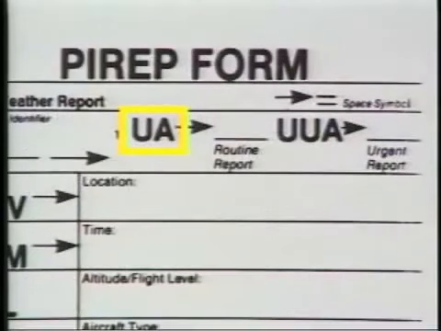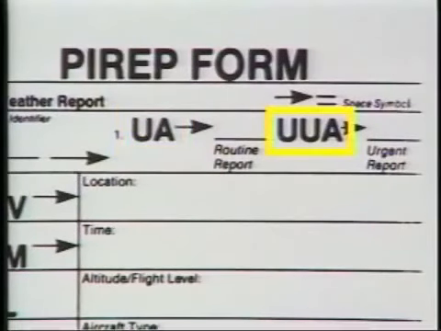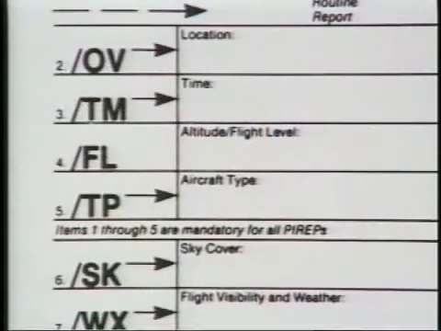The letters UA identify the report as a routine PIREP, and UUA identifies an urgent PIREP. 2-letter codes differentiate each block within the report. For example, OV describes the location of the aircraft. TM tells you the time when the report was made. FL identifies the flight level. And TP tells you the type of aircraft flown. These first 5 blocks must be included in all PIREPs.